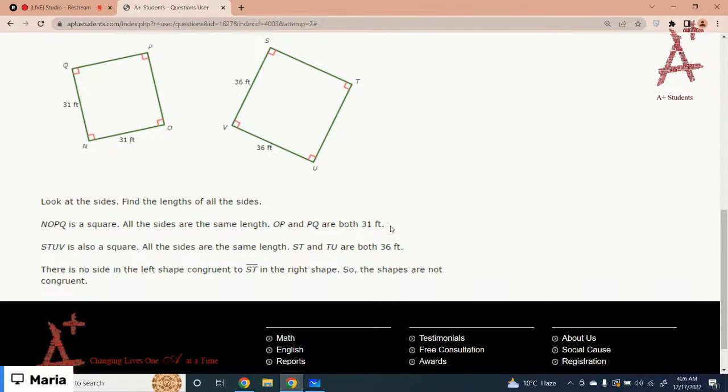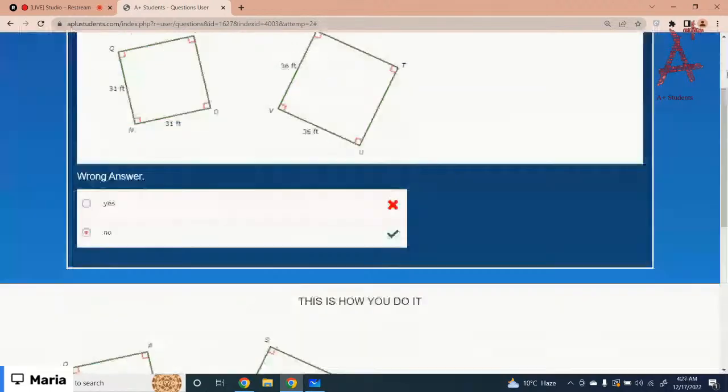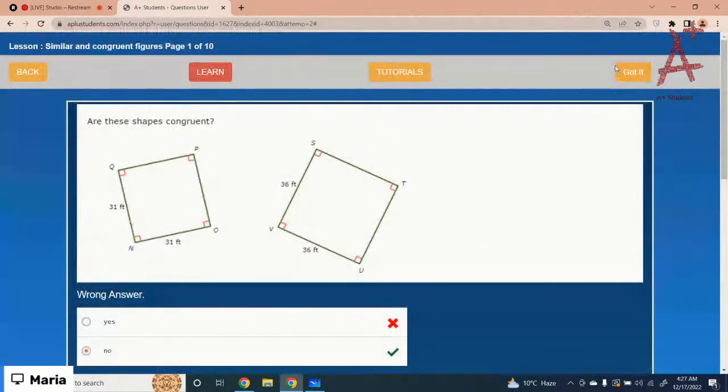Got it? You have to look for congruent, not similar. Got it? They are not congruent.